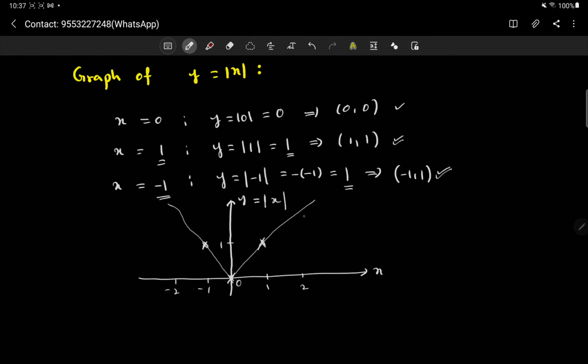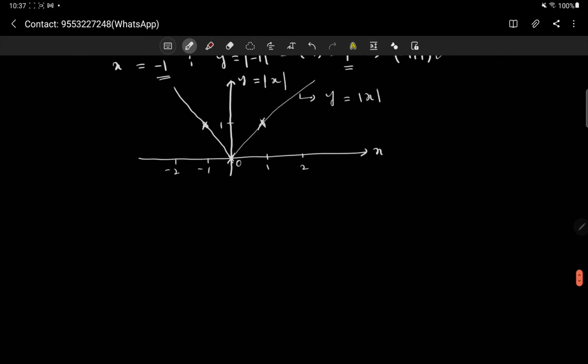Okay, so this is the graph of y is equal to modulus of x. In that way, you see here, this can be taken as modulus of x minus 0. When you have 0 here, we can say that it is passing through the point 0 on the x-axis.